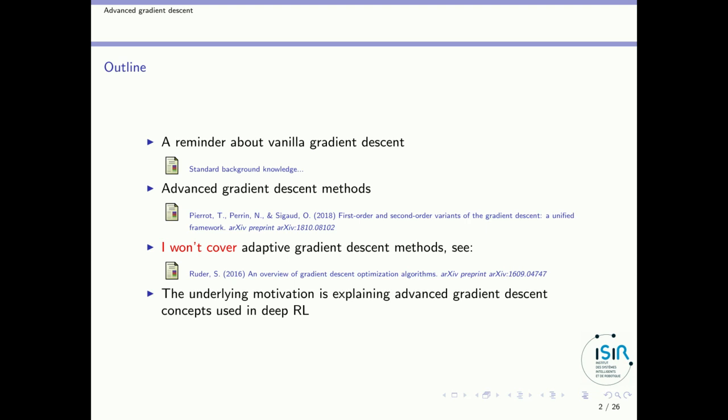And let me say that I won't cover adaptive gradient descent methods such as ADAM, RMS-Prop, etc., which are a lot used in gradient descent libraries. But for that I propose you to read this paper from Sebastian Ruder, which is very nice, and you can also find a lot of material on the web about this. And let me say also that the underlying motivation for that particular class is explaining gradient descent concepts just because they are a lot used in deep reinforcement learning, and deep reinforcement learning is my field.